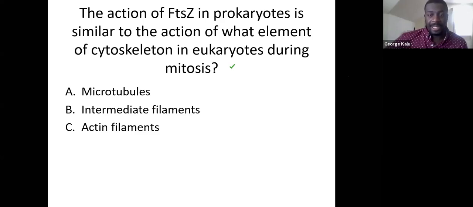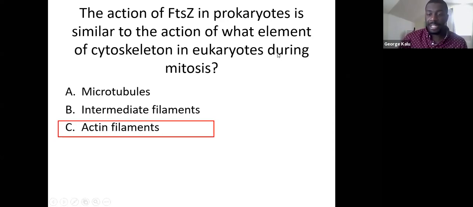What do we think here? So Kimberly says C. Anyone agree with C or disagree with C? Actin, yes. That's exactly it. The answer is actin.